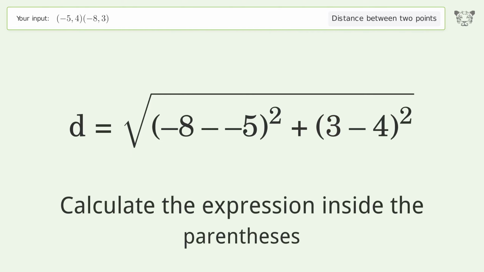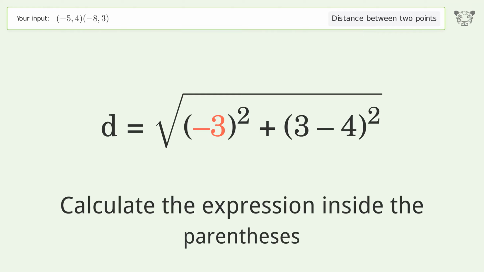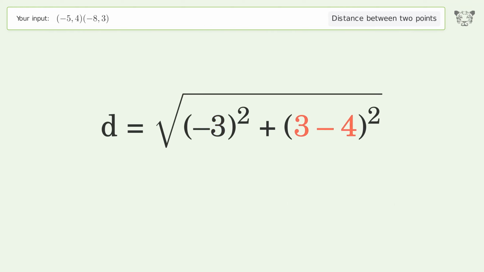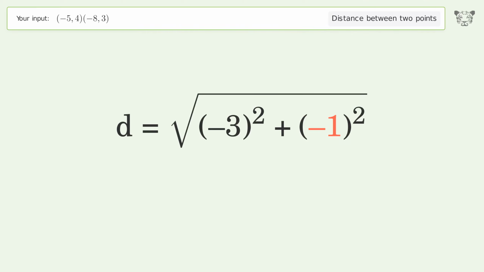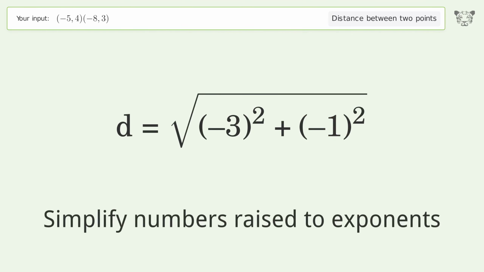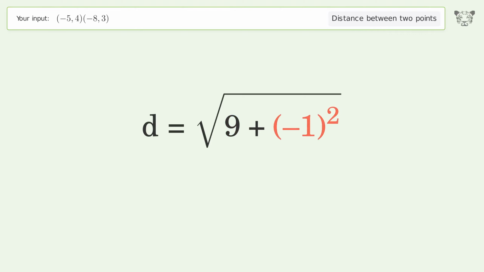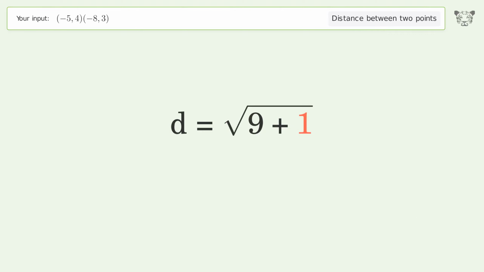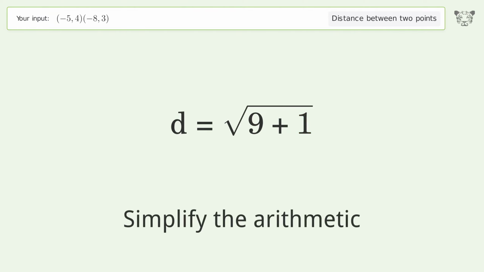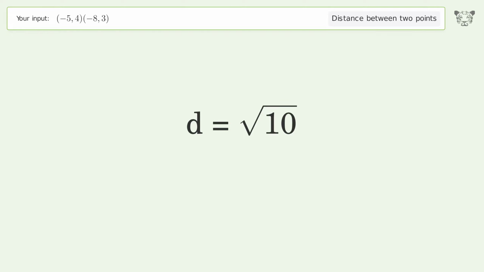Calculate the expression inside the parentheses. Simplify numbers raised to exponents. Simplify the arithmetic. And so the distance between the 2 points is the square root of 10, or 3.162.